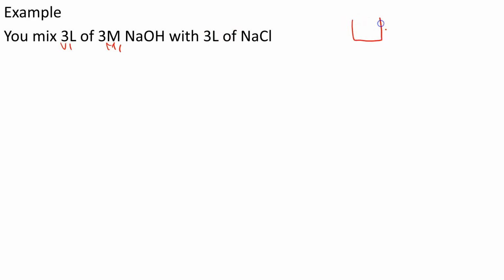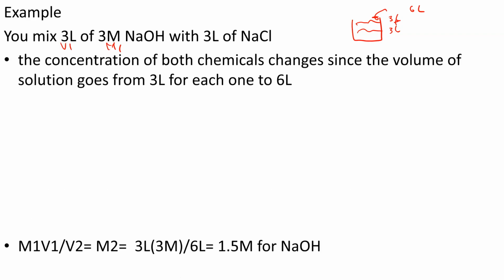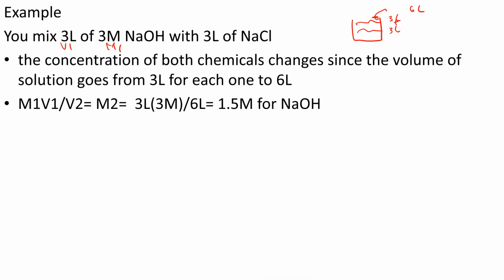You had 3 liters, and then you decide to add 3 liters. So guess what? You have a total of 6 liters. That's your V2. So a question like this, you have to use some reasoning skills and ask yourself, if I'm adding the two together, does it mean the volume is going to be the total of the two? Yeah, absolutely. So that's how we're going to set it up. 3 liters times 3 molar divided by 6 equals 1.5 molar. And you're done. The trickiest part is figuring out what the V2 was.